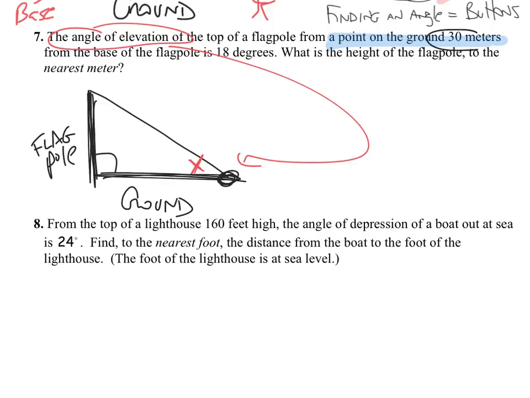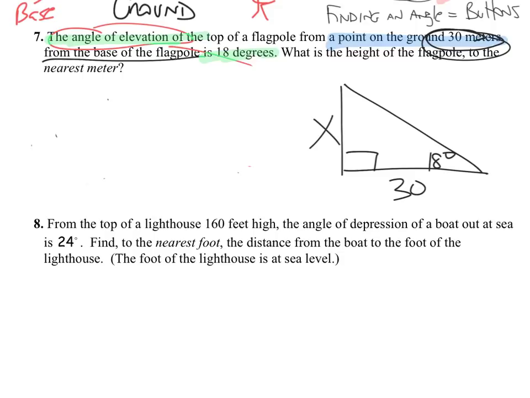It says 30 meters from the base of the flagpole. Well, the base is the bottom. So the point on the ground is 30 meters. So I'm going to label 30 along the bottom. And it says the angle of elevation is 18°. So actually, that's not going to be my x. That's going to be 18°. What is the height of the flagpole? See, I knew I couldn't have had an x for the angle of elevation because the question is asking you for the height of the flagpole, and that's always your x. So this is the diagram that I'm using.